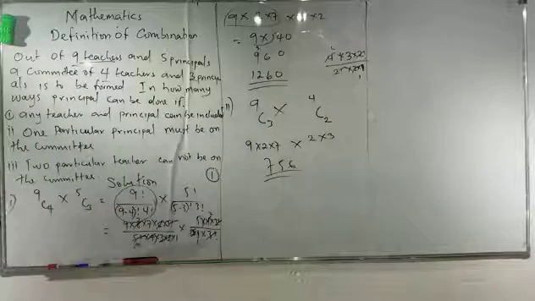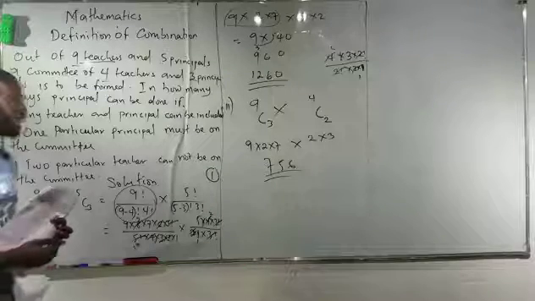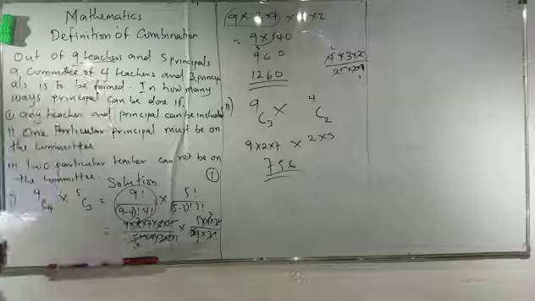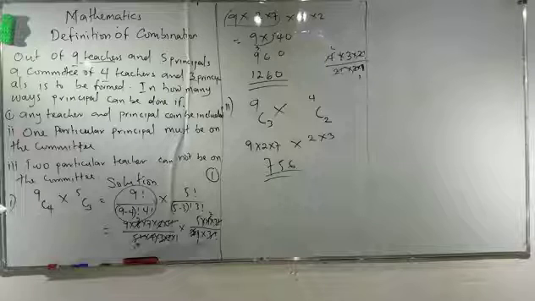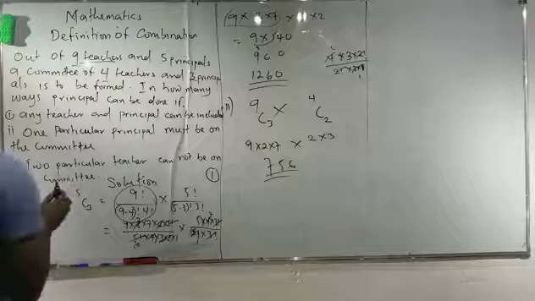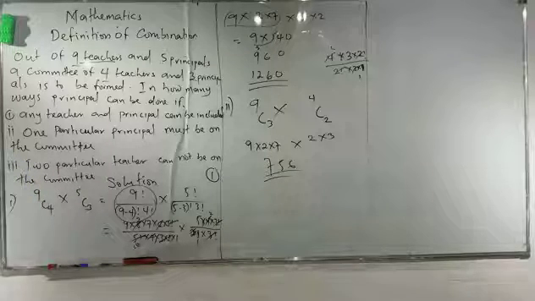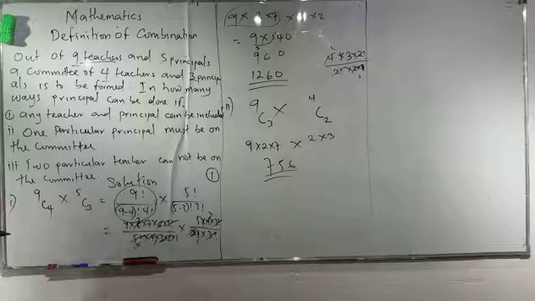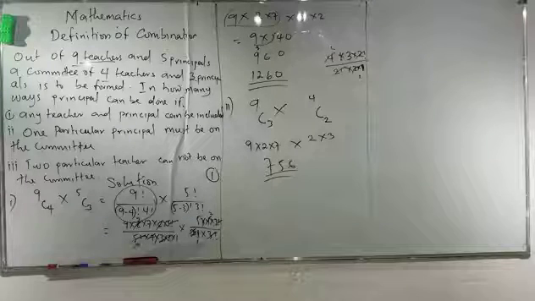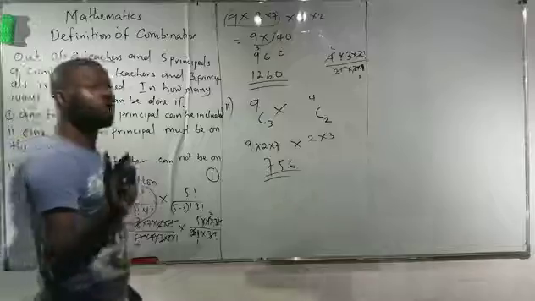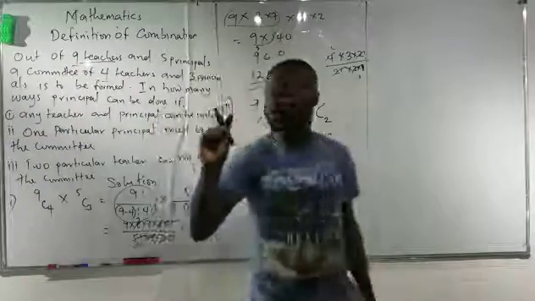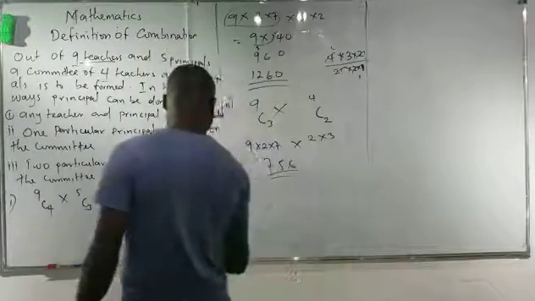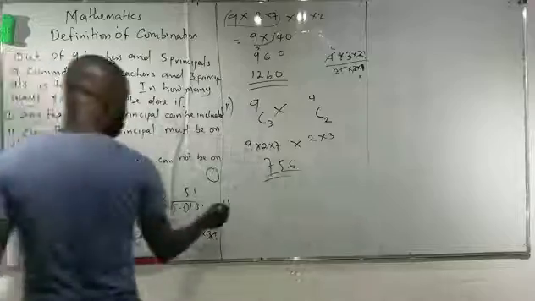Now, the last part, which is two particular teachers cannot be on the committee. Two particular teachers cannot be on the what? On the committee. What you just need to do, we are taking away 2 out of the selection. It means 2 of them cannot be among them. It means I will be talking about how many teachers I'll be having.